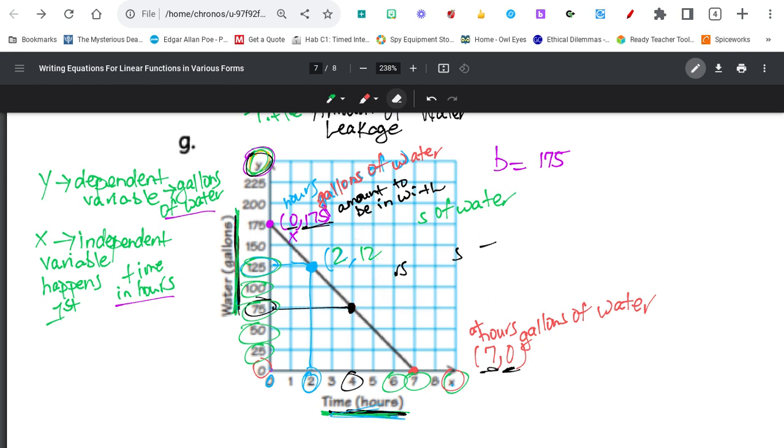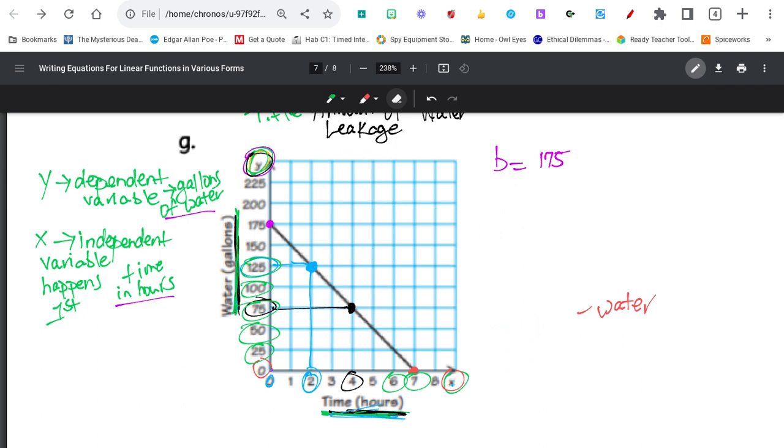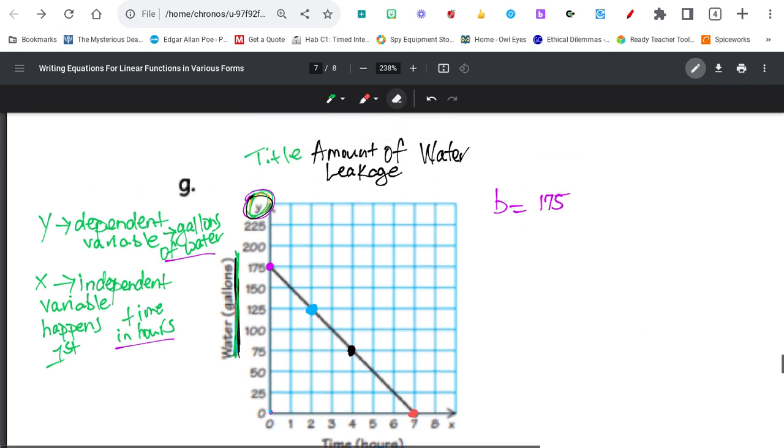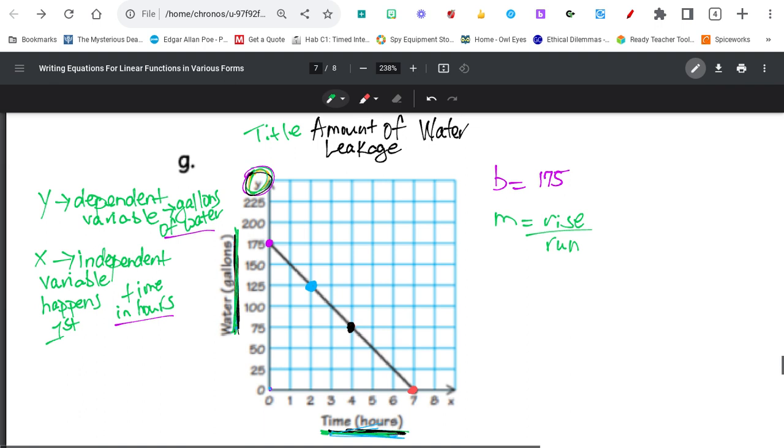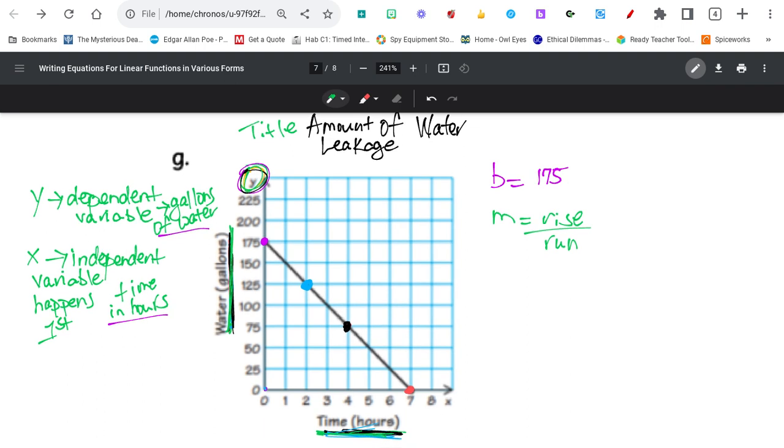All right, but I found b and got a little sidetracked because I forgot to put my title. So I'm going to erase all of this. But to write an equation, we don't need just b. We need the slope, okay? The slope is rise over run. And I'm going to pick 2 points and just connect the dots. So I'm going to pick this black one and the blue one.